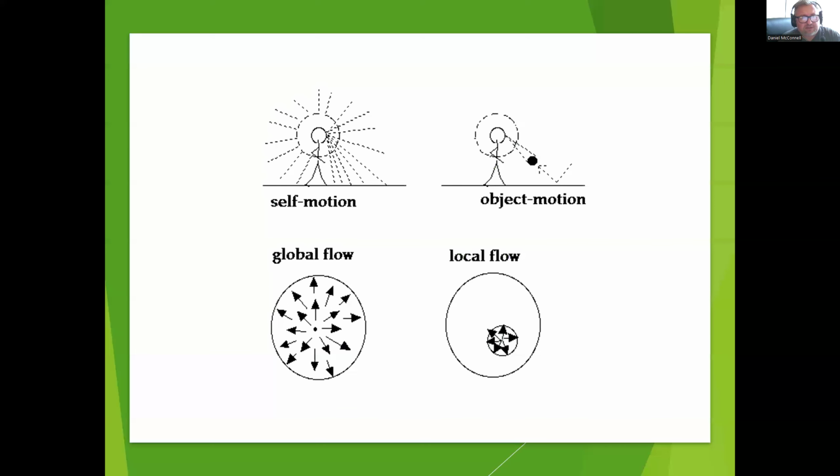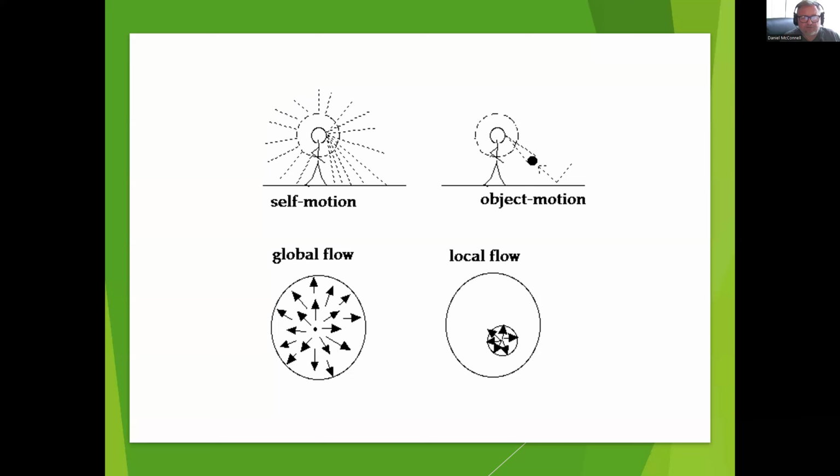Well, according to Gibson, the answer to that is no, we do not need inference. And here's his justification for that. Gibson's claim is that whenever global flow is present, that specifies or provides information about self-motion. And whenever local flow is present, that specifies or provides information about object or environment motion.